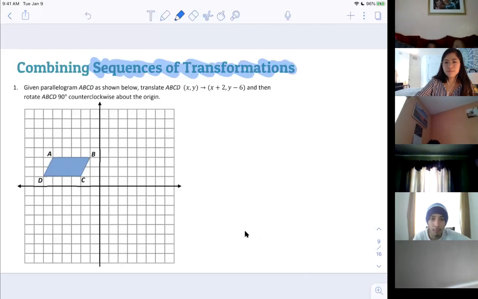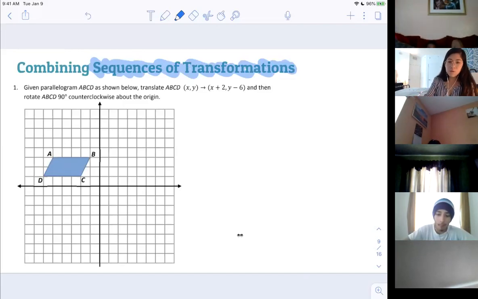Given parallelogram ABCD as shown below, translate ABCD, x comma y becomes x plus 2 comma y minus 6, and then rotate ABCD 90 degrees counterclockwise about the origin.